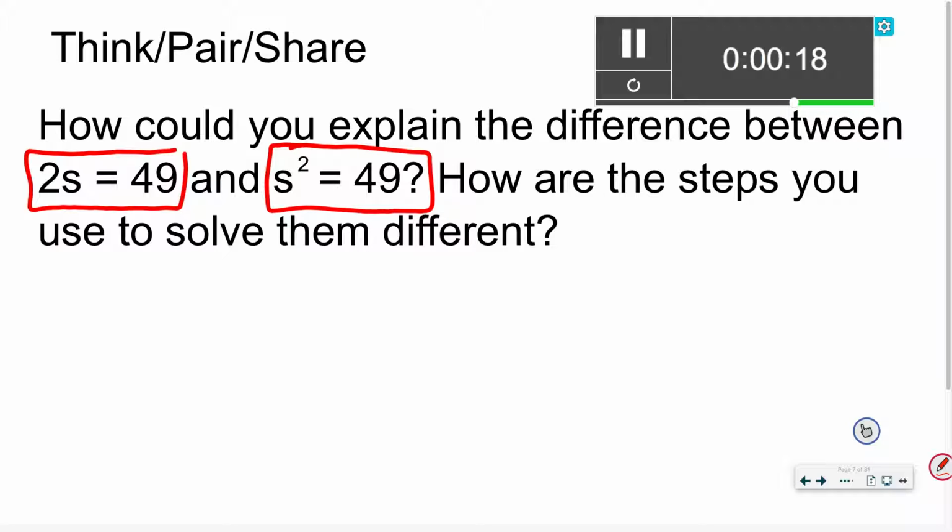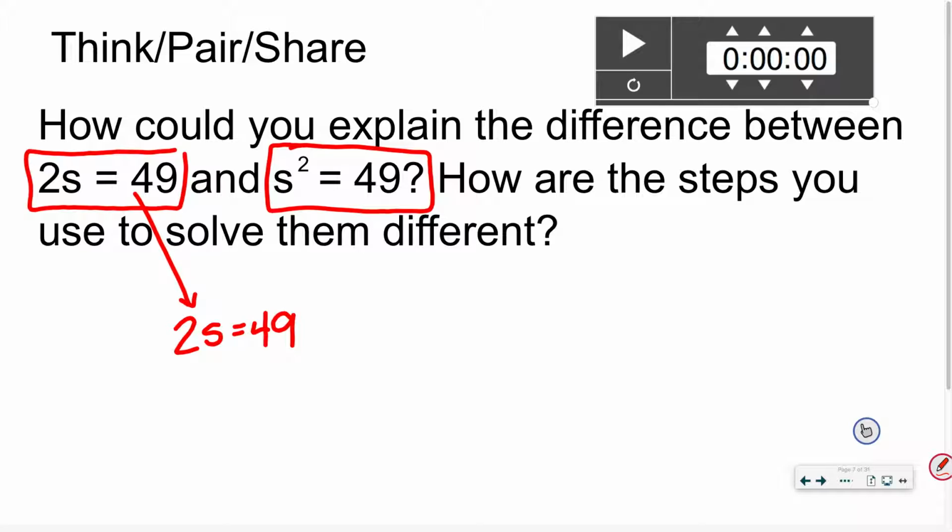Okay, who wants to share how we would solve 2s equals 49? If I wanted to solve 2s equals 49 for s, how would I do that? What would I do to get s by itself? Divide by 2. Yeah, and we would divide by 2, so s would equal 24.5. Cool. How about this one? Divide by 2? No, this one's a little bit different.